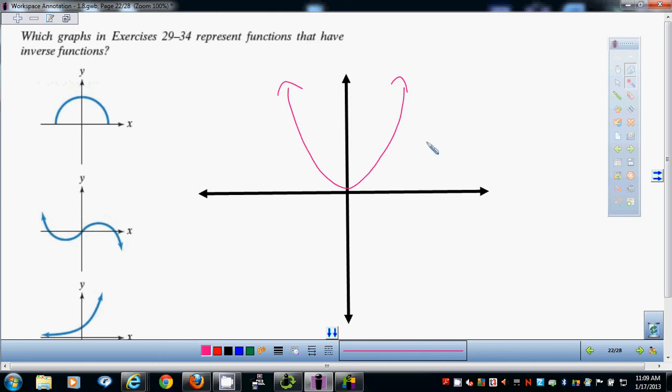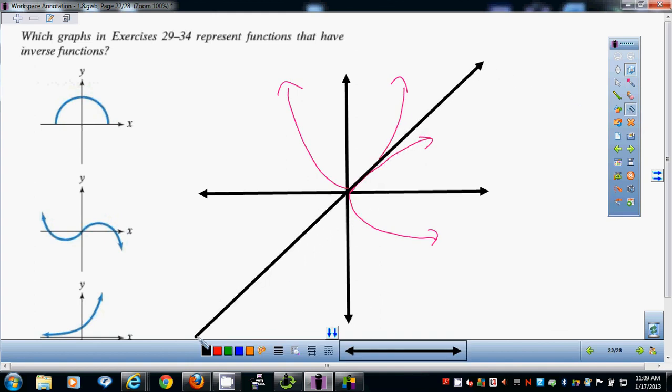So rather than drawing out the inverse of all these and then seeing if they pass the vertical line test, you can just jump that step and do the horizontal line test on your original to see if your inverse will be a function. Does this one pass the horizontal line test? No, it does it twice here, here, here, here. Not going to be a function. What about this one? No, it's going to touch twice or 3 times here, here, here, etc. What about this one? Yes, this one will have an inverse that's a function. That one will not, and that one will not.